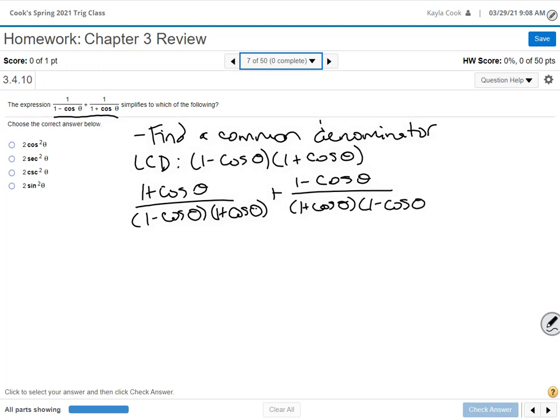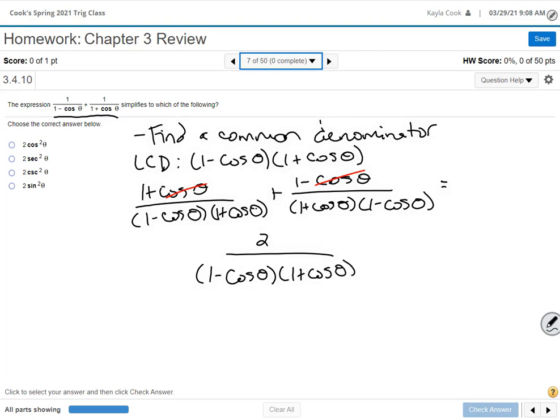Now we're going to see that when I combine these 2 terms, I'm going to simply add the 2 numerators together. Notice that the cosine and the minus cosine are going to cancel each other out, and then I'm going to add 1 plus 1. So now this simplifies to 2 over 1 minus cosine theta, 1 plus cosine theta.